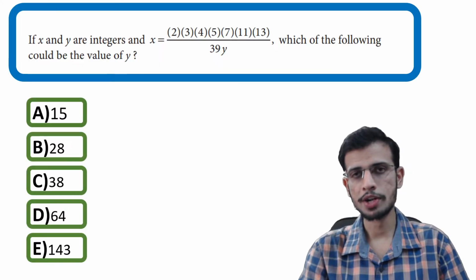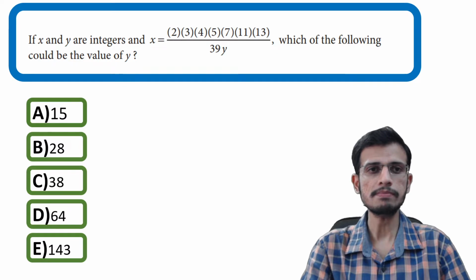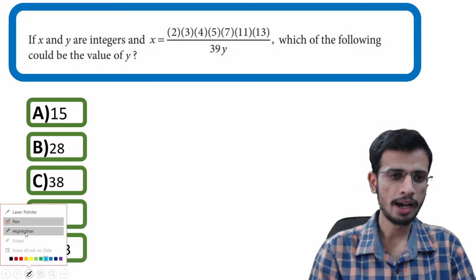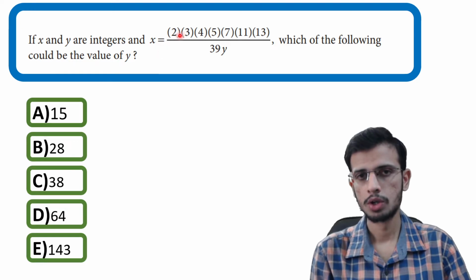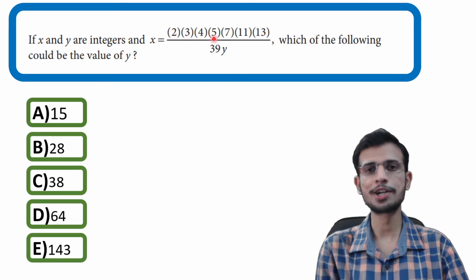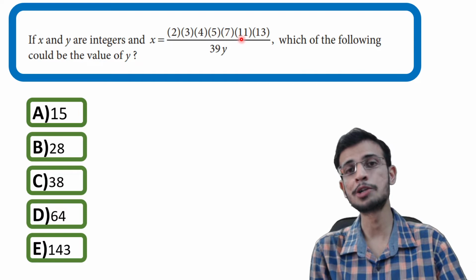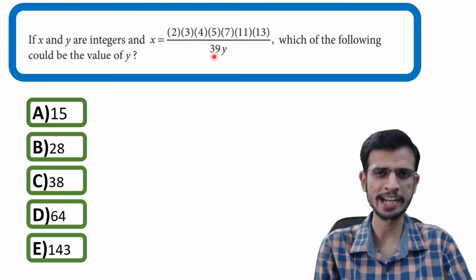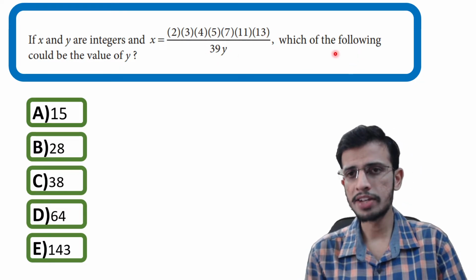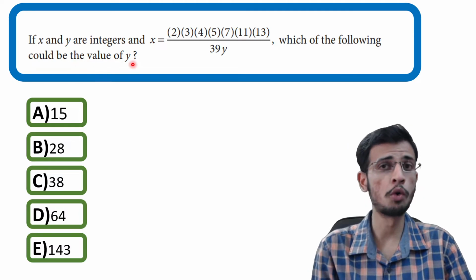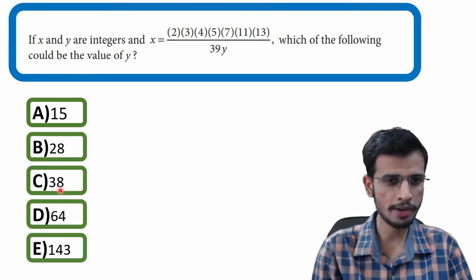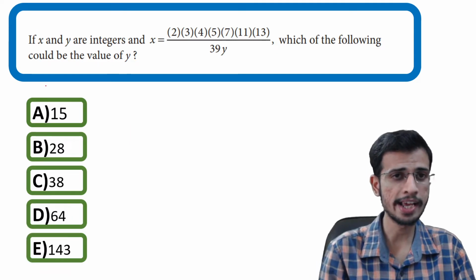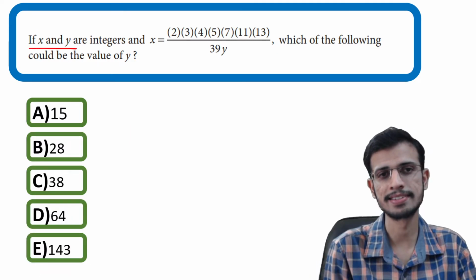So here is your very first question on screen. If x and y are integers and x is equal to 2 into 3 into 4 into 5 into 7 into 11 into 13 whole divided by 39 times y, then which of the following could be the value of y? Which of the following could be the value of y given that x and y both are integers?